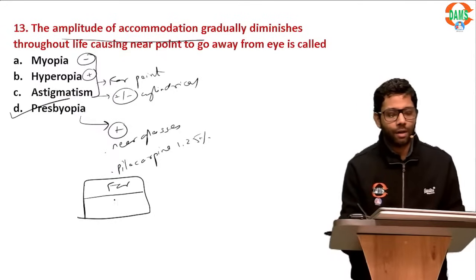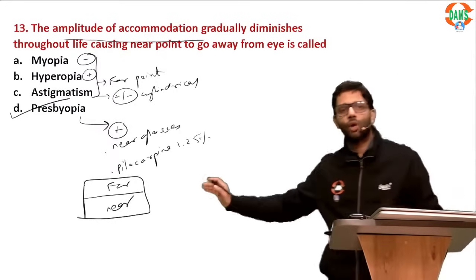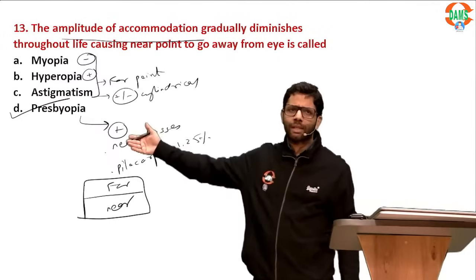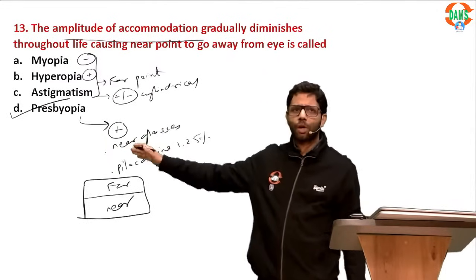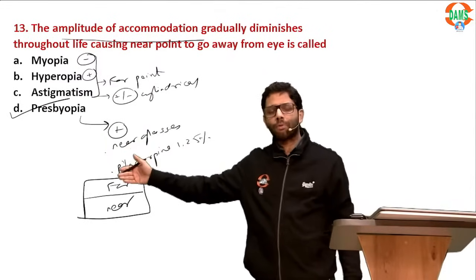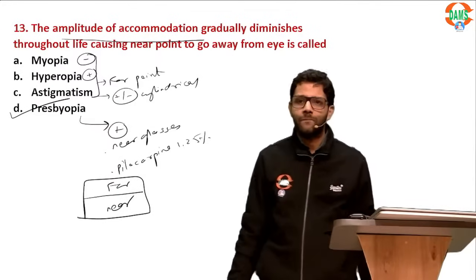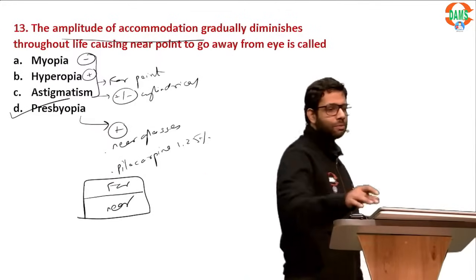Upper segment for far, lower for near. So near is always plus. Upper segment can be 0 for emmetropia, plus for hypermetropia, minus for myopia. Okay, so that should be presbyopia.